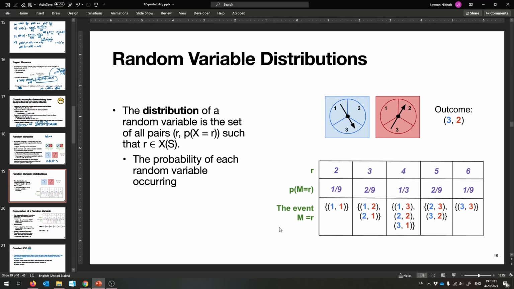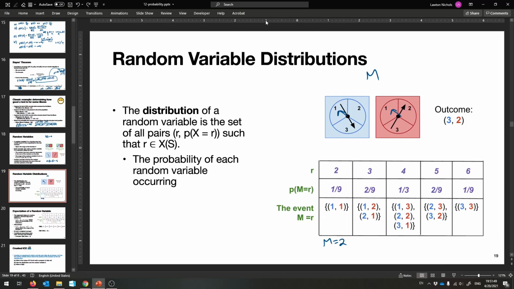For example, here is a possible value of the random variable. This is M still, and it could be 2, because those two spinners could both land on 1. How often does that happen? Only 1 out of 9 times. That's the probability, because there's only one way to get there. The event that M equals 2 only happens when the two spinners landed on 1. There's only one way to do that. So that's the event.